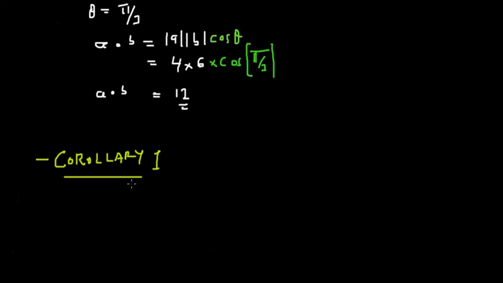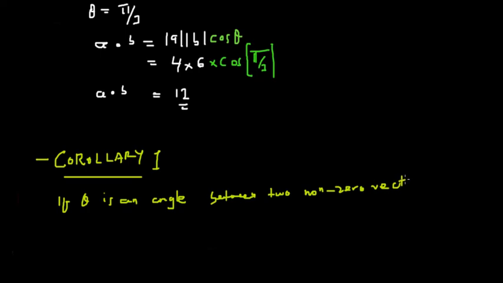Okay, corollary 1. We state that if a certain angle theta is an angle between two non-zero vectors.